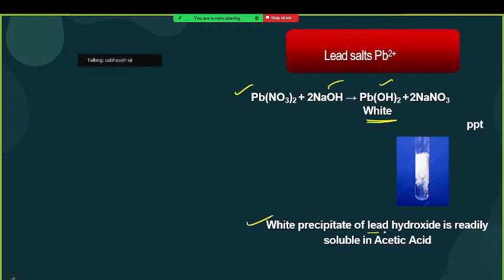This precipitate, lead hydroxide, is readily soluble in excess acetic acid, or even if you add excess sodium hydroxide, this precipitate is also soluble. So these observations are very much important. Which one is soluble in excess reagent, which one is not soluble in excess reagent. This is important for the identification of different cations.